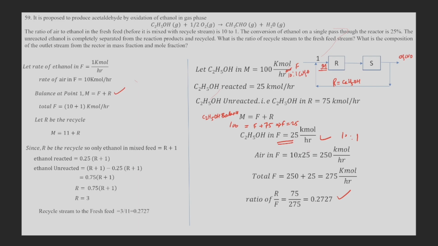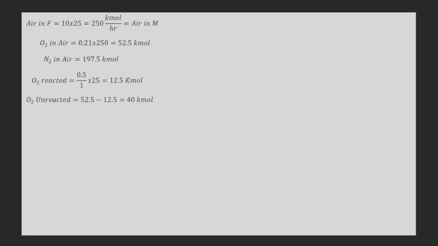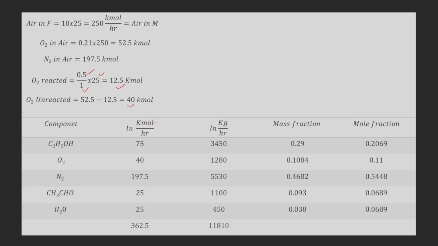Now we have to see the composition, mass fraction and mole fraction. So very first, air in F is 250, that is equal to air in M, because no air is coming from the recycle. So the same air will go into the reactor. O2 in air is 52.5, and N2 in air is 0.79 into 250, that is 197.5, or 250 minus 52.5. The same answer will come. O2 reacted is according to the stoichiometric coefficient of O2 relative to ethanol times 25, since ethanol is reacting 25. O2 unreacted is fed minus reacted. So these are the components.